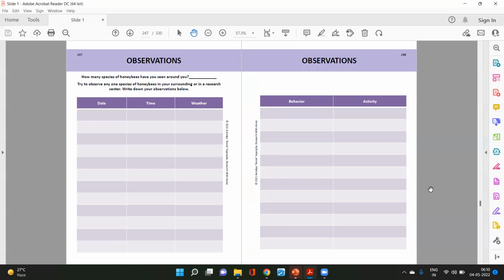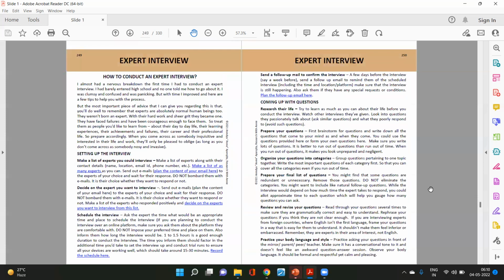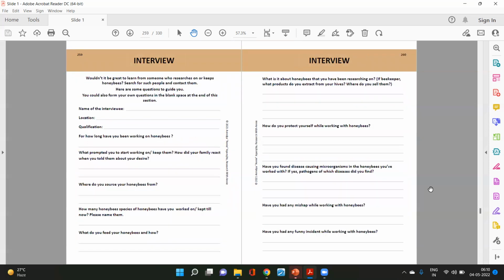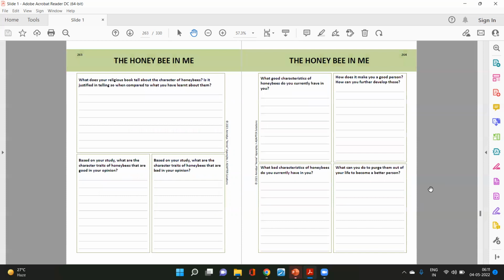So you observe honeybees around you and you record their activity and their behavior along with the weather and the time of the day. Then you conduct an expert interview. You can conduct this interview with different kinds of people. You can conduct an interview with the beekeeper or someone from the honey industry, an environmentalist, to check the effect of the different environmental conditions on honeybees.